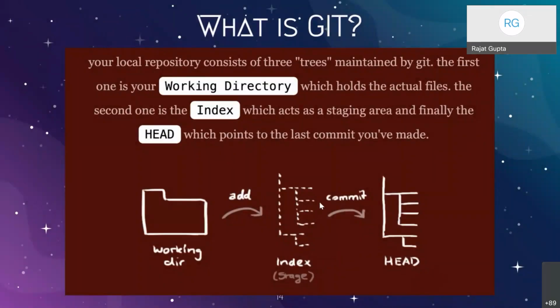Now the general structure of a local Git repository is as follows. It consists of trees maintained by Git. First one is your working directory, which holds the actual files. That is the directory that stores all the files which you work on and make changes to. The second one is the index, which we also call the staging area. And then finally, we have the head, which points to the latest commit which we make.